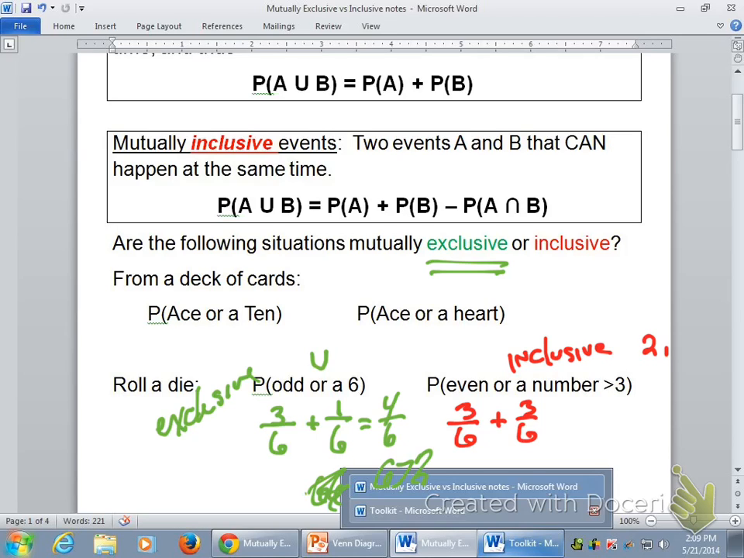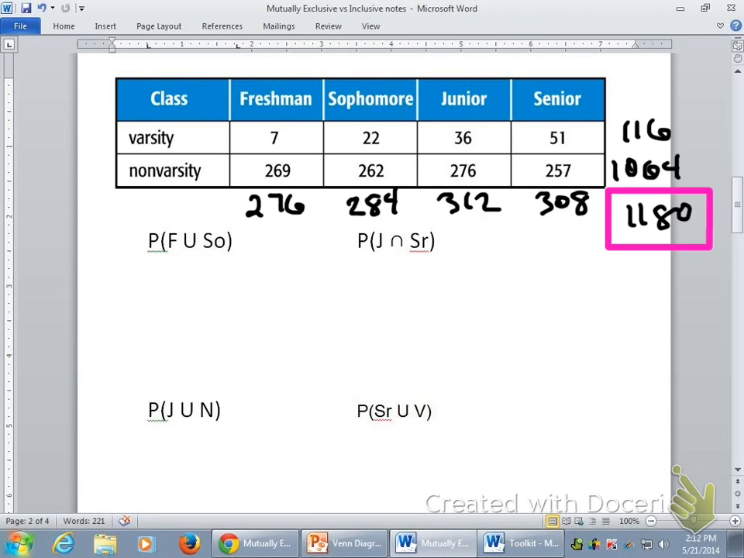Okay, if you need to write them down, write them down. But what numbers are bigger than 3 and even? Uh-oh. These two, right? So there is minus 2 out of 6. So 3 sixths plus 3 sixths minus 2 sixths ends up giving me 4 sixths, which, hey, look, it's the same answer. By coincidence.